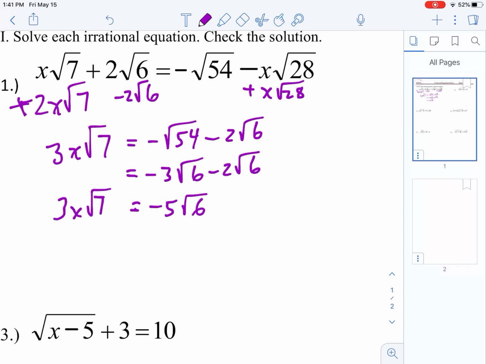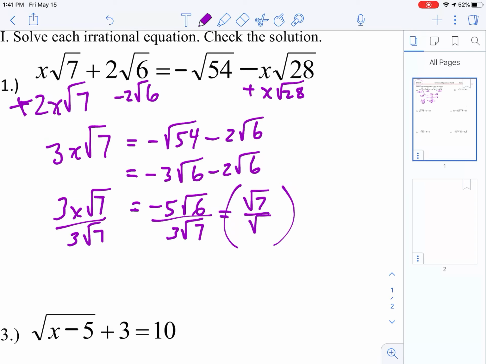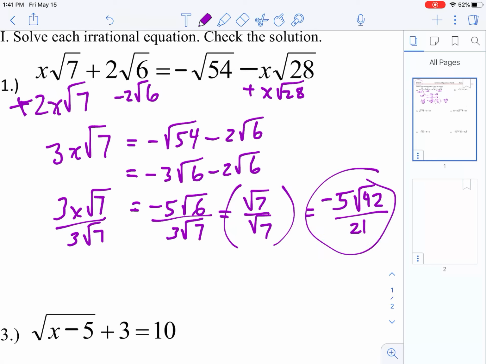I have a couple options. I could square both sides. That would lead to bigger numbers. I could also divide both sides by 3 root 7. All right, now I know that I have negative 5 root 6 over 3 root 7. I need to multiply by a root 7 over root 7 to rationalize my denominator. So I have a negative 5 root 42 over 21. And for as bizarre as that solution is, that is the correct answer.